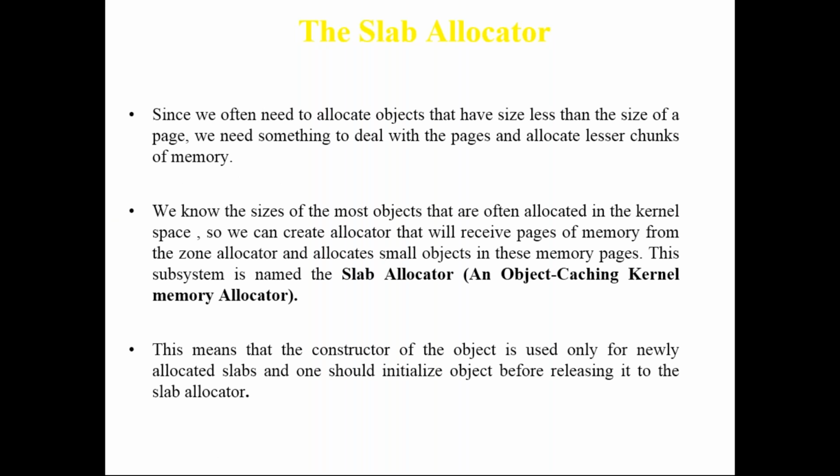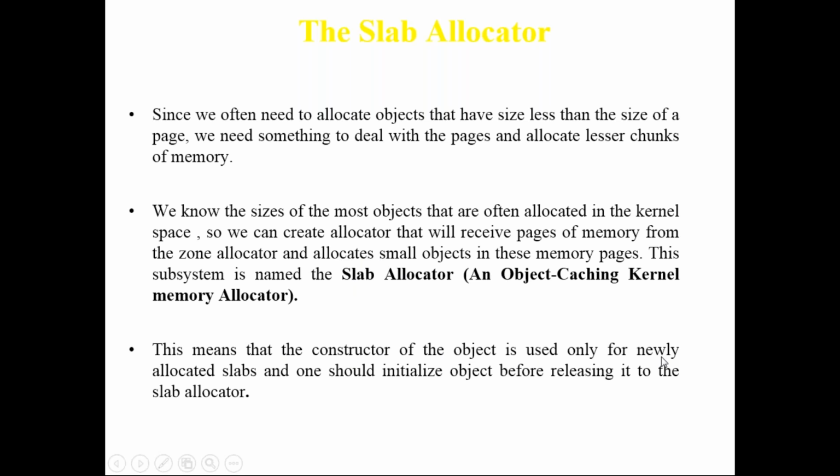Then the last one is your slab allocator. Slab allocators often deal with objects of small size. When we need something to deal with pages and allocate smaller chunks of memory, we go for the slab allocator. The slab allocator is an object-caching kernel memory allocator. It keeps switching between the memory pages of small processes, for example, a number of small processes running before and after a process, foreground and background jobs. These are all managed by your slab allocator.